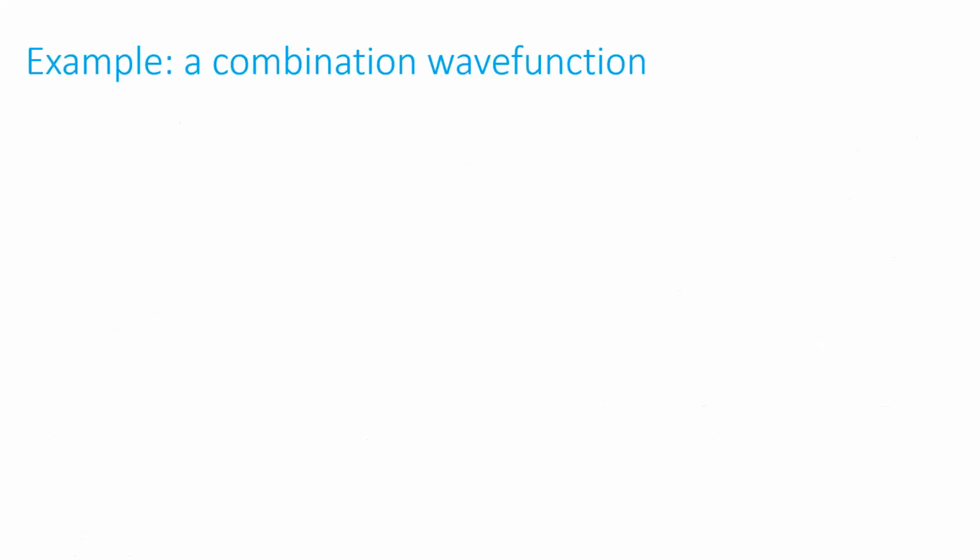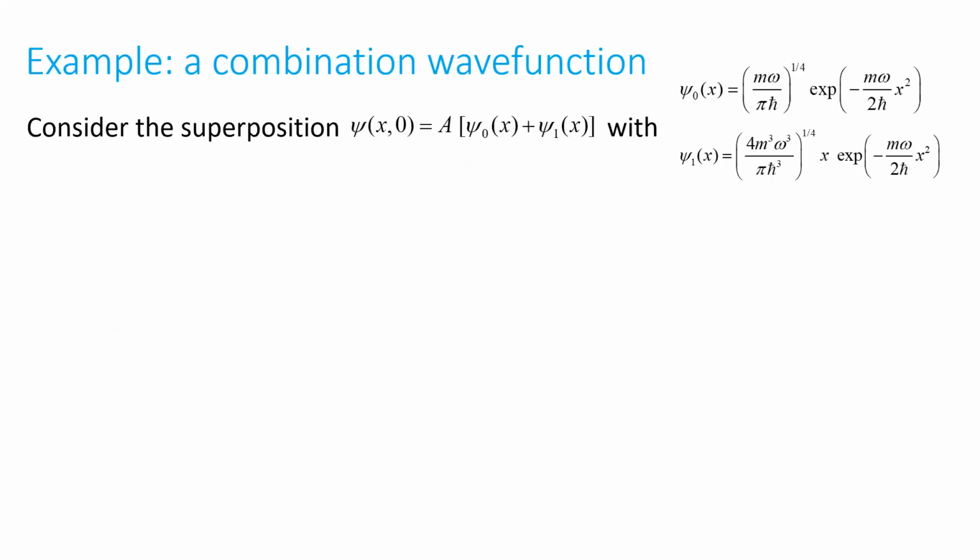Okay, so let's look at an example, a combination wave function. Consider a superposition. Any solution to the Schrodinger equation, for example, psi 0 or psi 1, if we add them together, we get another solution because the Schrodinger equation is linear. So we can always add together a bunch of solutions and we'll get another solution. That's the principle of superposition, or the linearity of the Schrodinger equation.